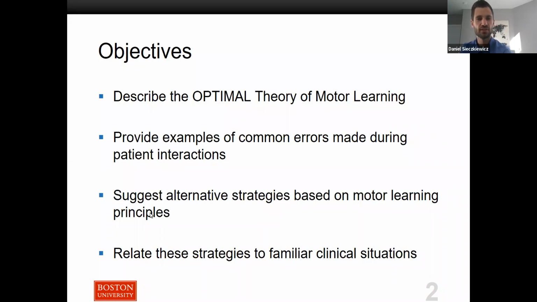So our objectives for this recording would be to first describe what the optimal theory of motor learning is, provide examples of common errors made during clinical and patient interactions. And I say errors because I couldn't find a better word for it. We were and still are guilty of these mistakes, but to a much lesser extent now because of how we've applied the optimal theory to practice. I'll then suggest some alternative strategies based on motor learning principles. And as we go through this, we'll relate some of these strategies to familiar clinical situations.